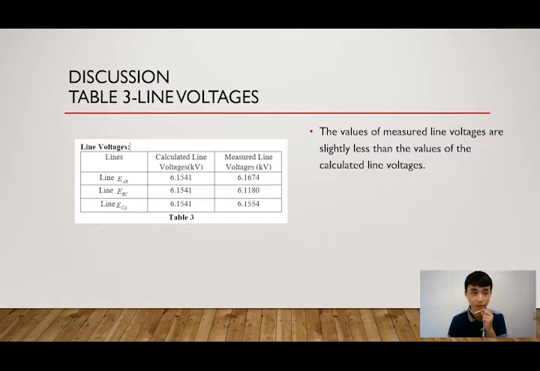The next discussion will be towards table 3, line voltage. Based on this table, we can see that my calculated line voltage for EAB, EBC and ECA is the same, which is 6.1541 kV. But in my PSIM software, I get the value for EAB of 6.1674, for EBC of 6.1180, and for ECA of 6.1554 kV. So the measured line voltages are slightly different from the calculated line voltage.